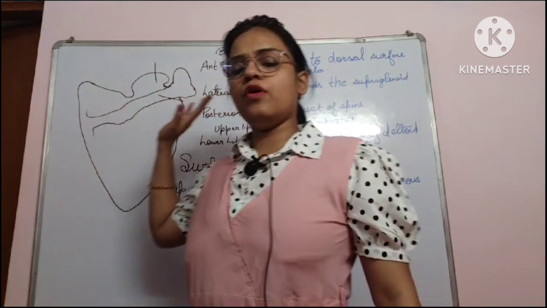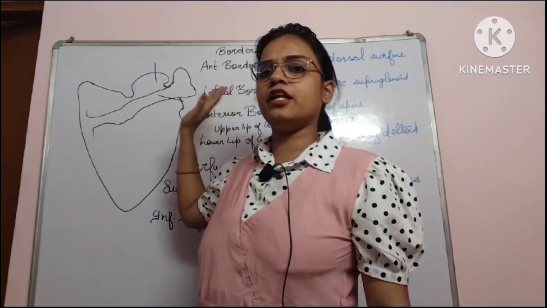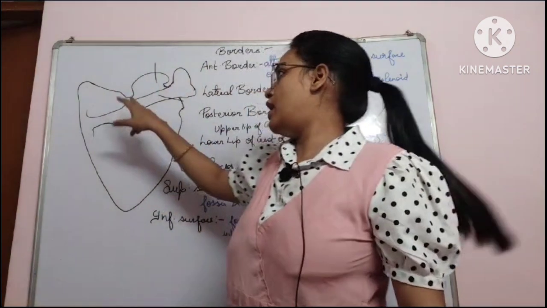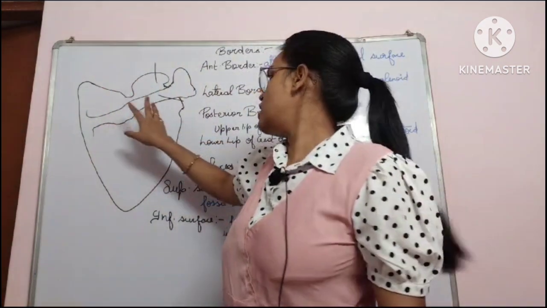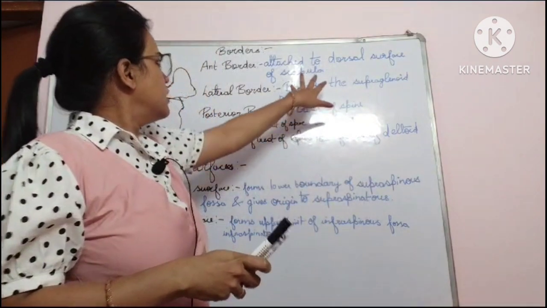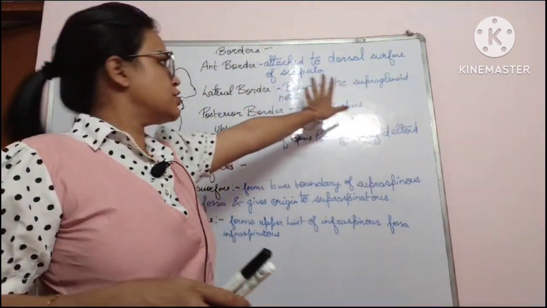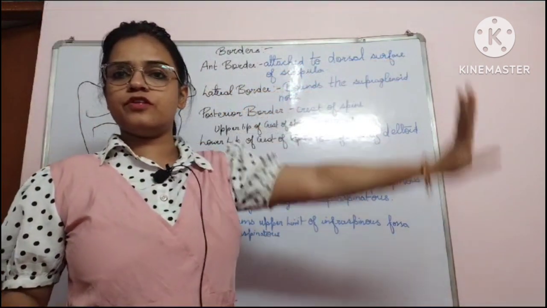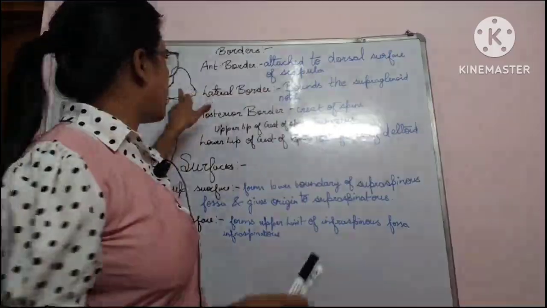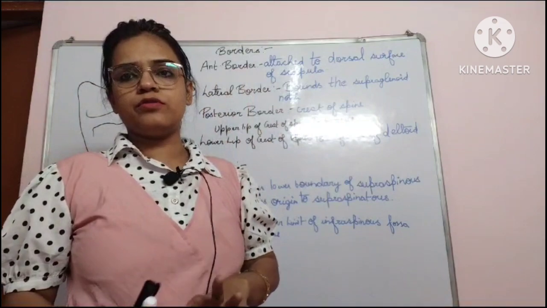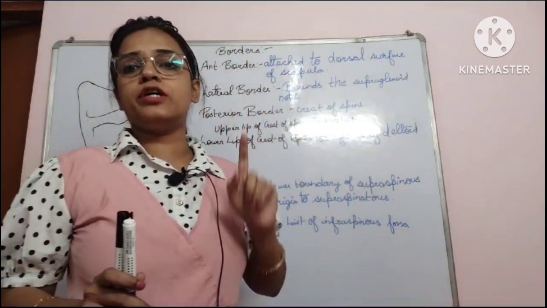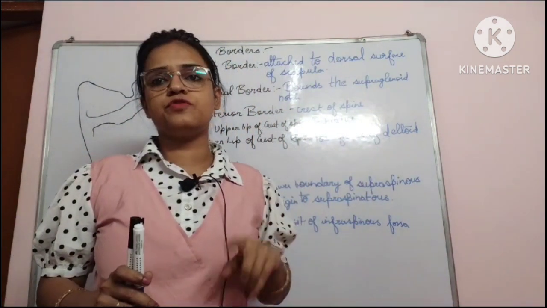If we talk about the anterior border, see this is the anterior border of spinous process of a scapula. This is the posterior border and this one is the lateral border. Anterior border is attached to the dorsal surface of a scapula. We can see it clearly. And the lateral border bounds the supraglenoid notch. That is also clear. And the third one, posterior border, is also known as crest of a spine.